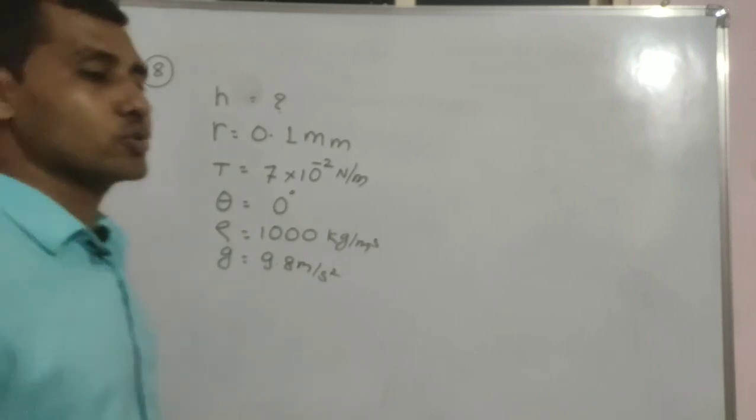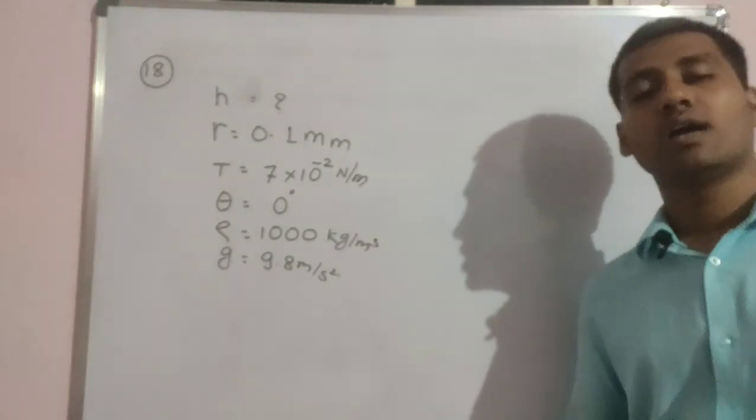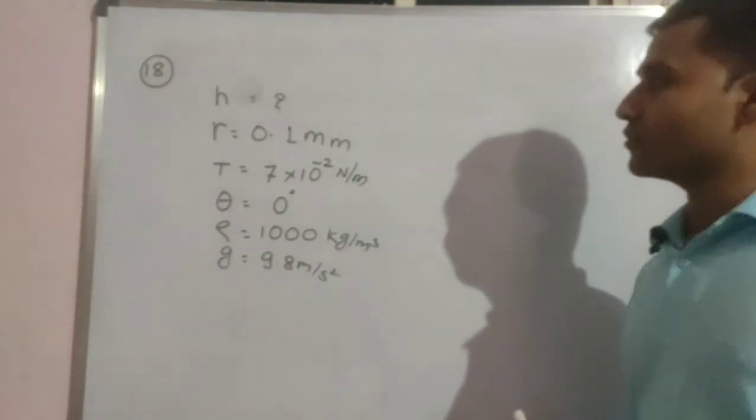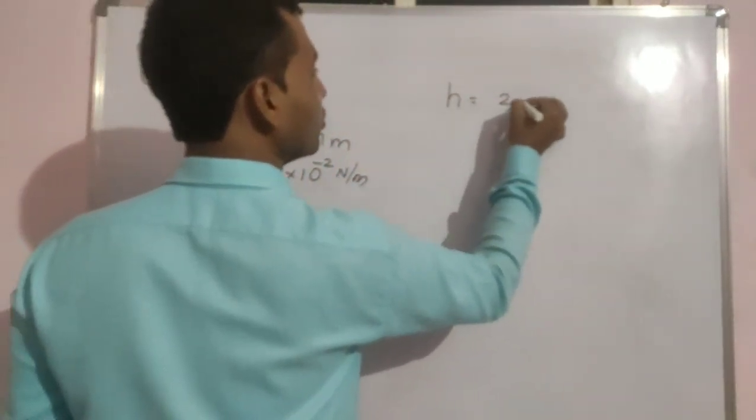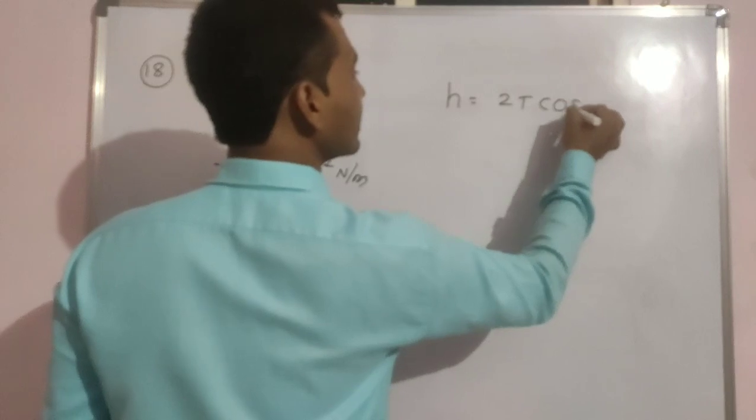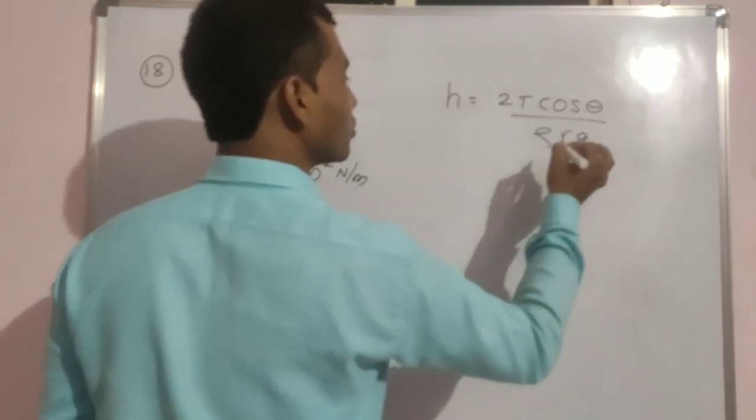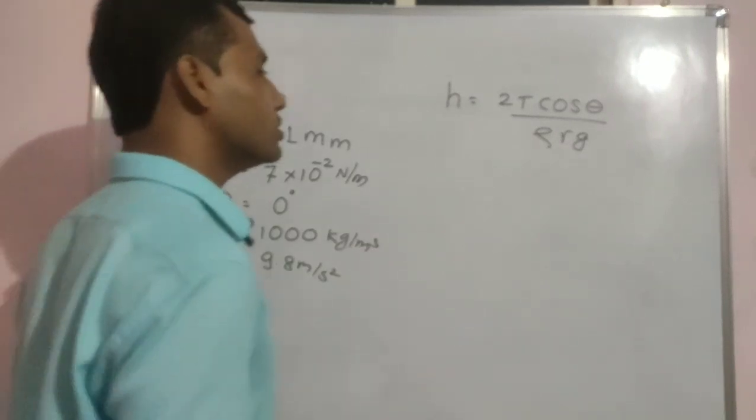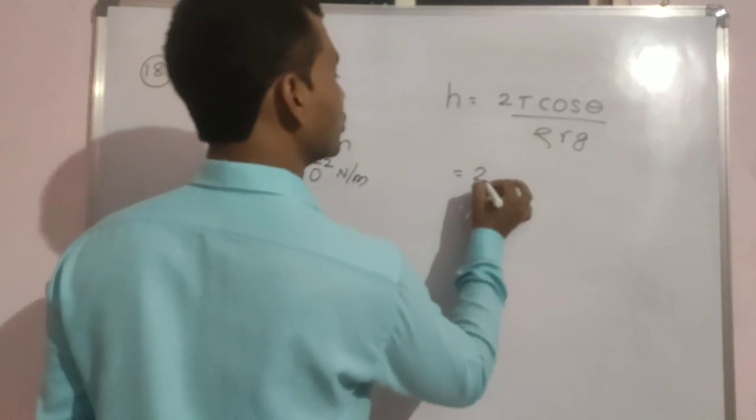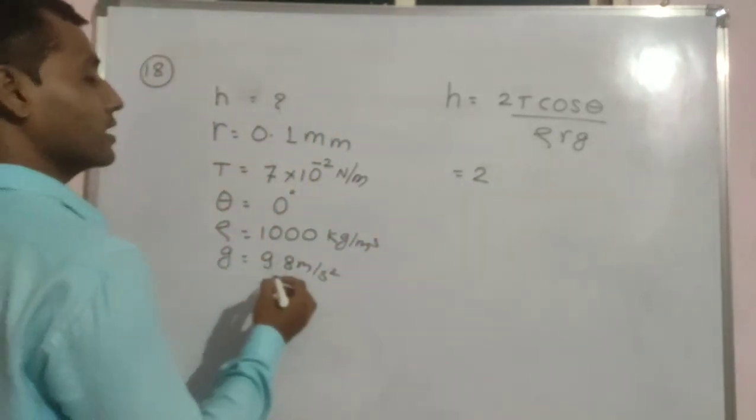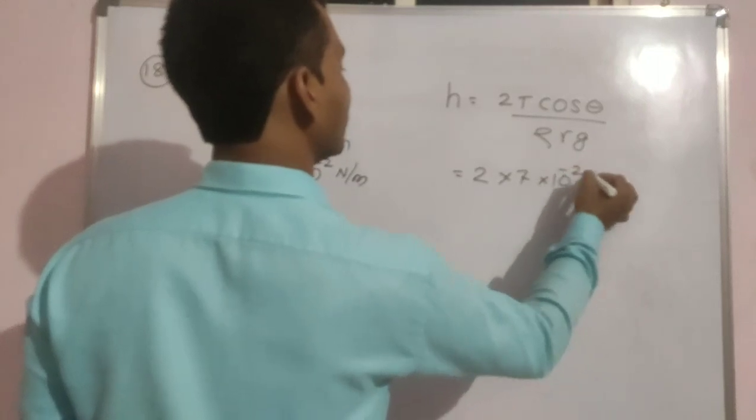So in this problem we have to find the rise in the capillary tube. What is the formula for that? h is equal to 2T cos theta upon rho r g. This is the formula which we have to use. So just put the values now. Here 2 into T, T is 7 into 10 to the power minus 2.